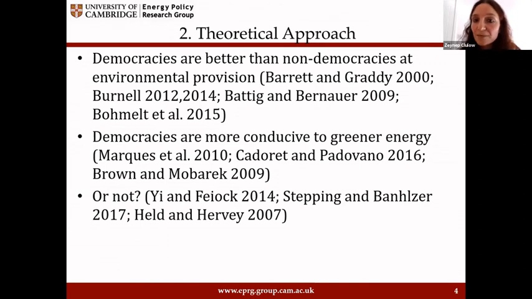So our theoretical approach is based on quite a rich literature, which argues that democracies are better than non-democracies at environmental provision. And this has been documented in a wide range of empirical areas, such as air pollution, water quality control, and climate mitigation increasingly. And drawing on this literature, a number of scholars argue that democracies are therefore more accommodating to energy transition and to deploying low carbon energy sources.